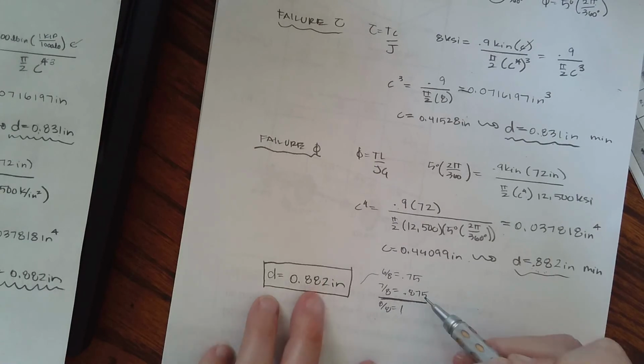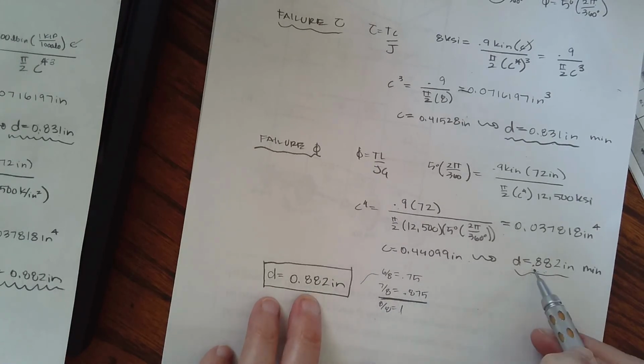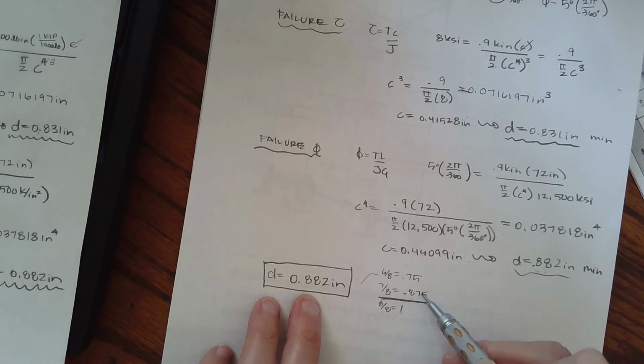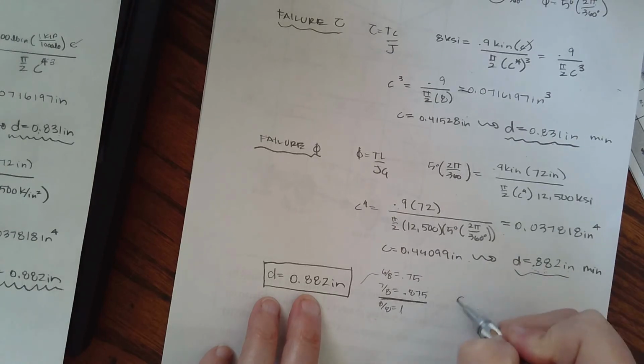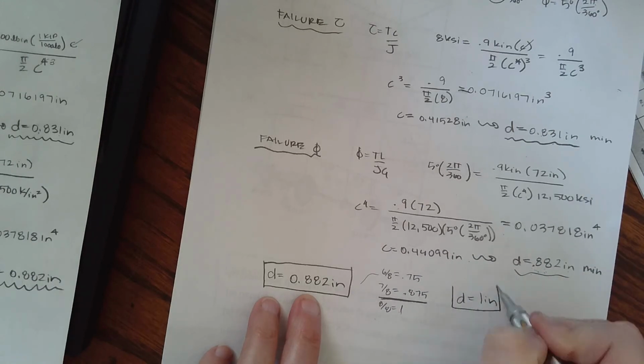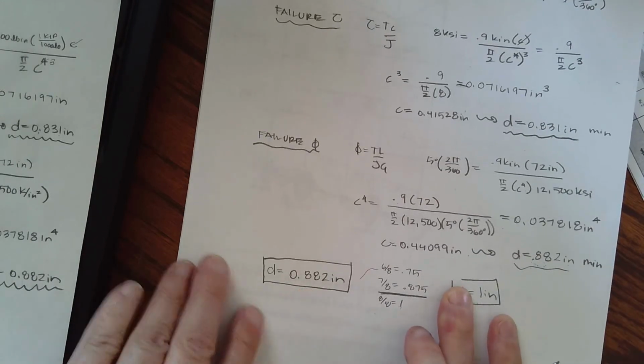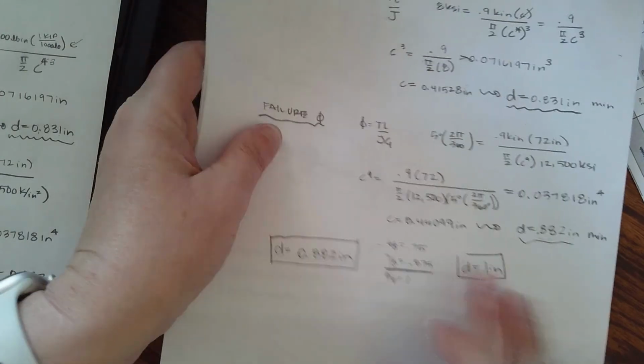Well, do I round down to smaller or do I round up? If the minimum is 0.882 inches, I cannot go down. So if I were having to round this to the nearest eighth of an inch, I would go with a 1 inch diameter bar.